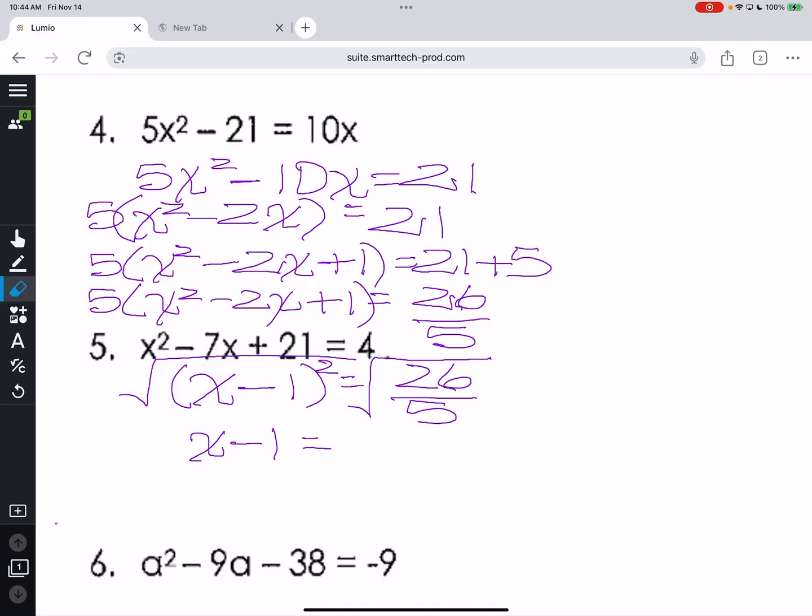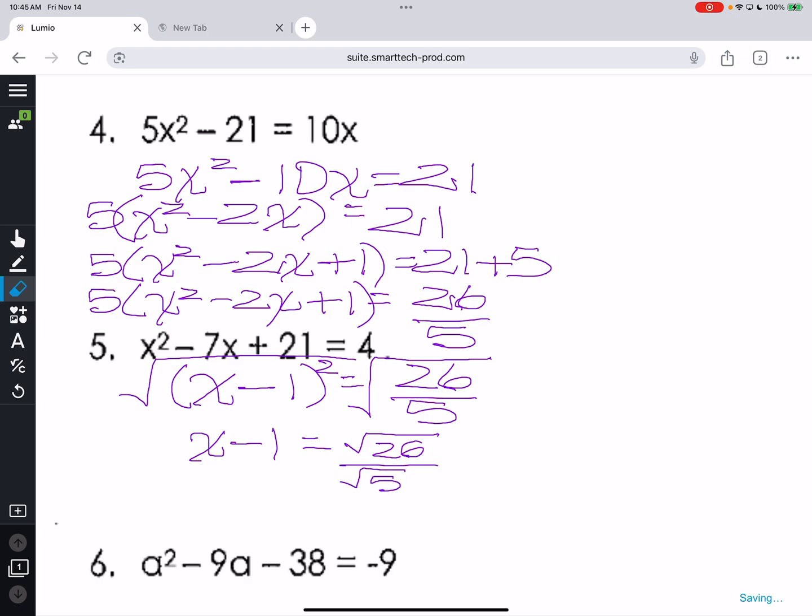How do you make the radical go away? You have to multiply it by radical 5, top and bottom. Because now we have 26 over radical 5.